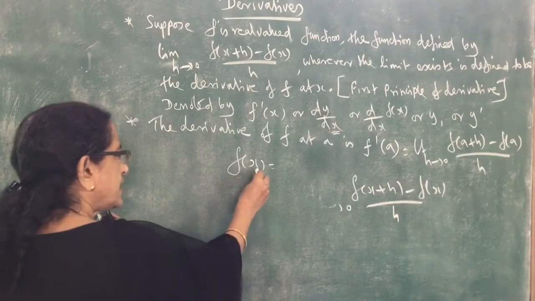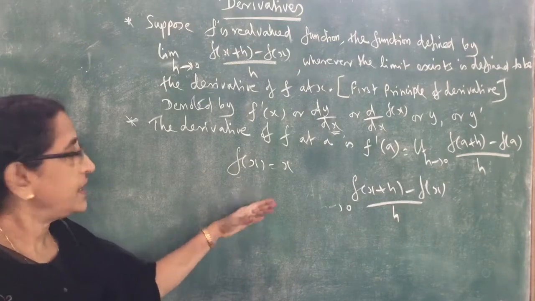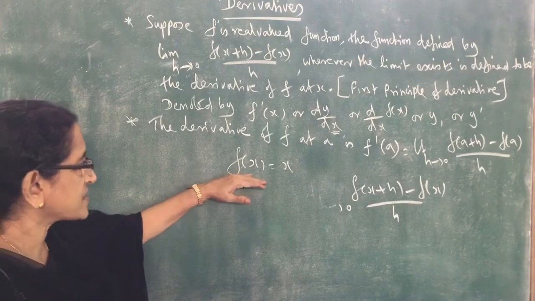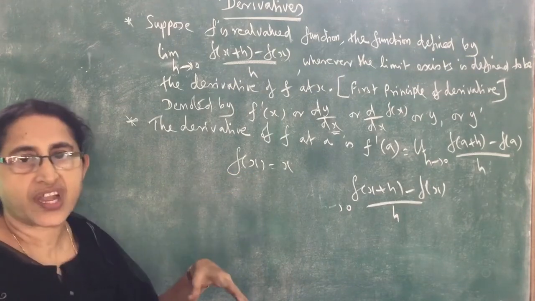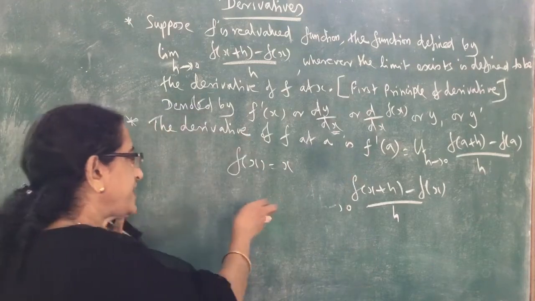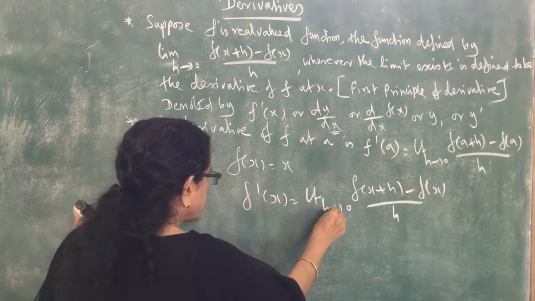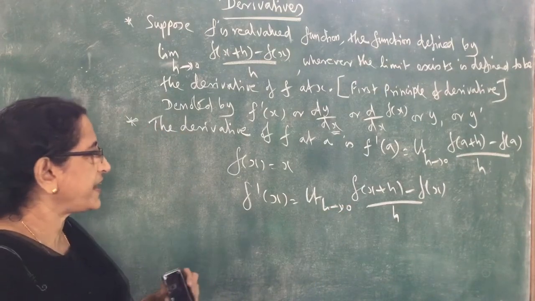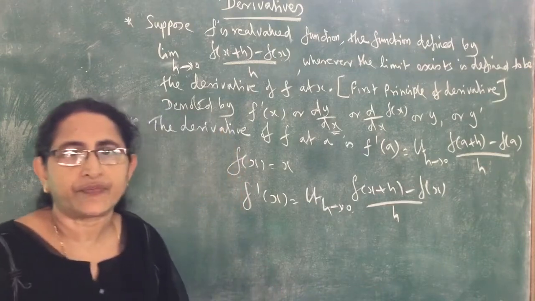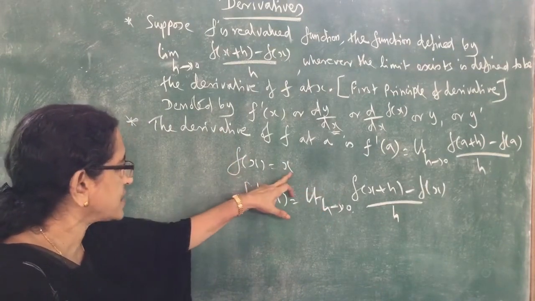Now consider the function f of x equal to x. That is called the identity function, f of x equal to x. So we'll find the derivative of this function x with respect to x using the first principle of derivative. That is f dash x equal to, from the definition, limit h tends to 0, f of x plus h minus f of x by h. That is the definition of derivative. So using that definition, we will find the derivative of the function x.